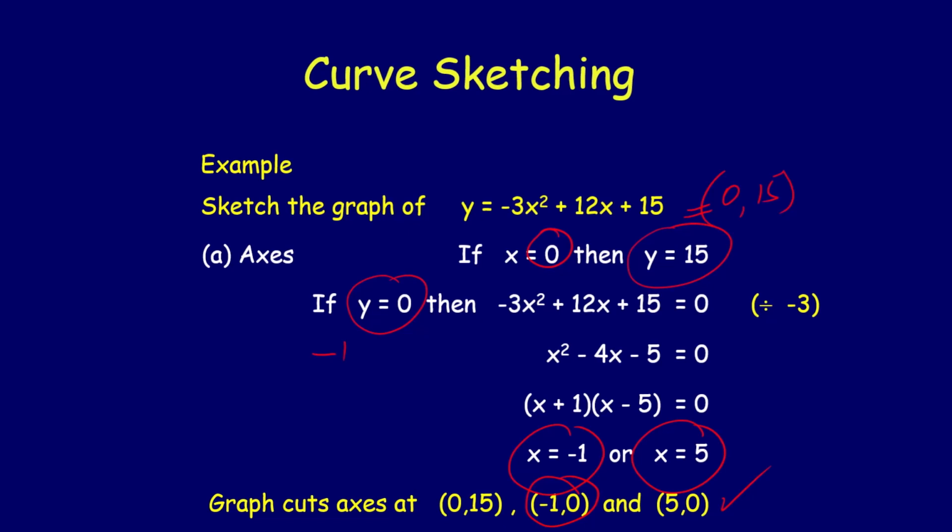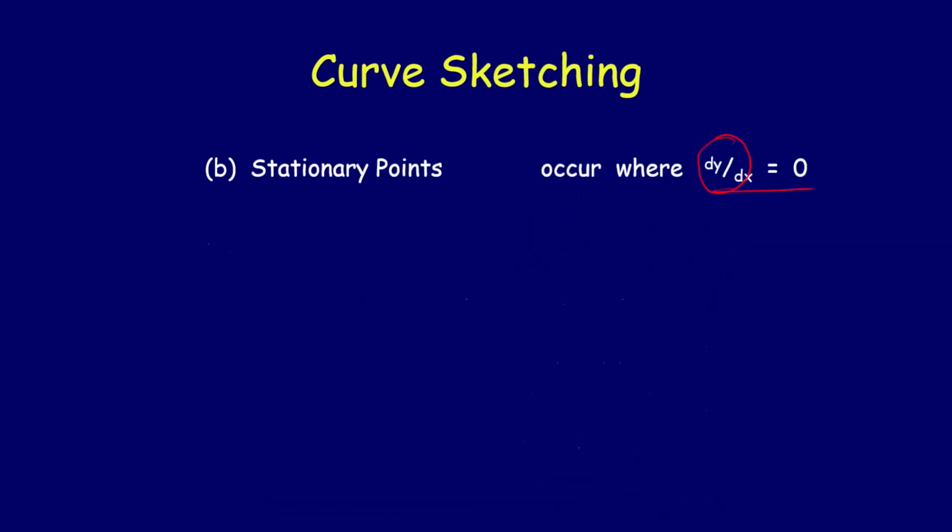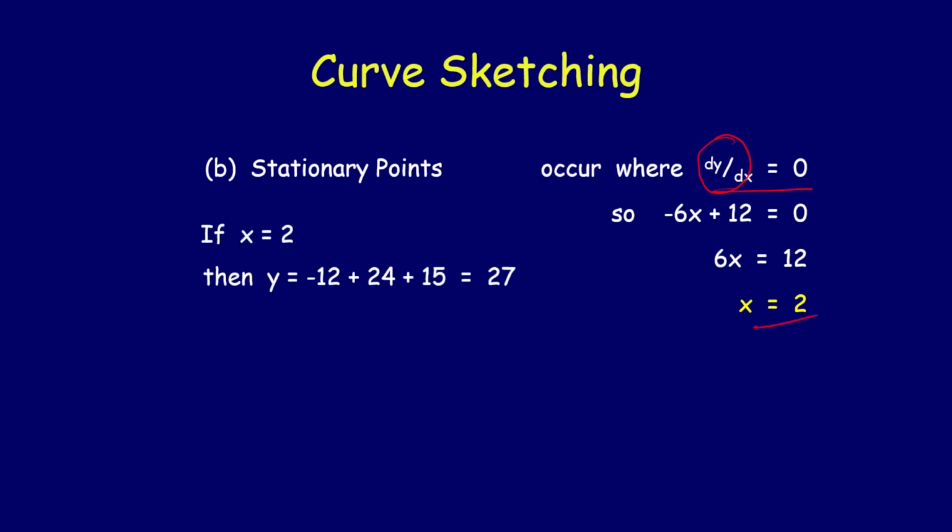If you differentiate y with respect to x, you'll get negative 6x plus 12. So you equate it to 0. At a stationary point, the derivative is equal to 0. That is dy over dx equals 0. So once you get that, you solve the equation, 6x equals 12, and you get x equals 2. So this curve has a stationary point at x equals 2.